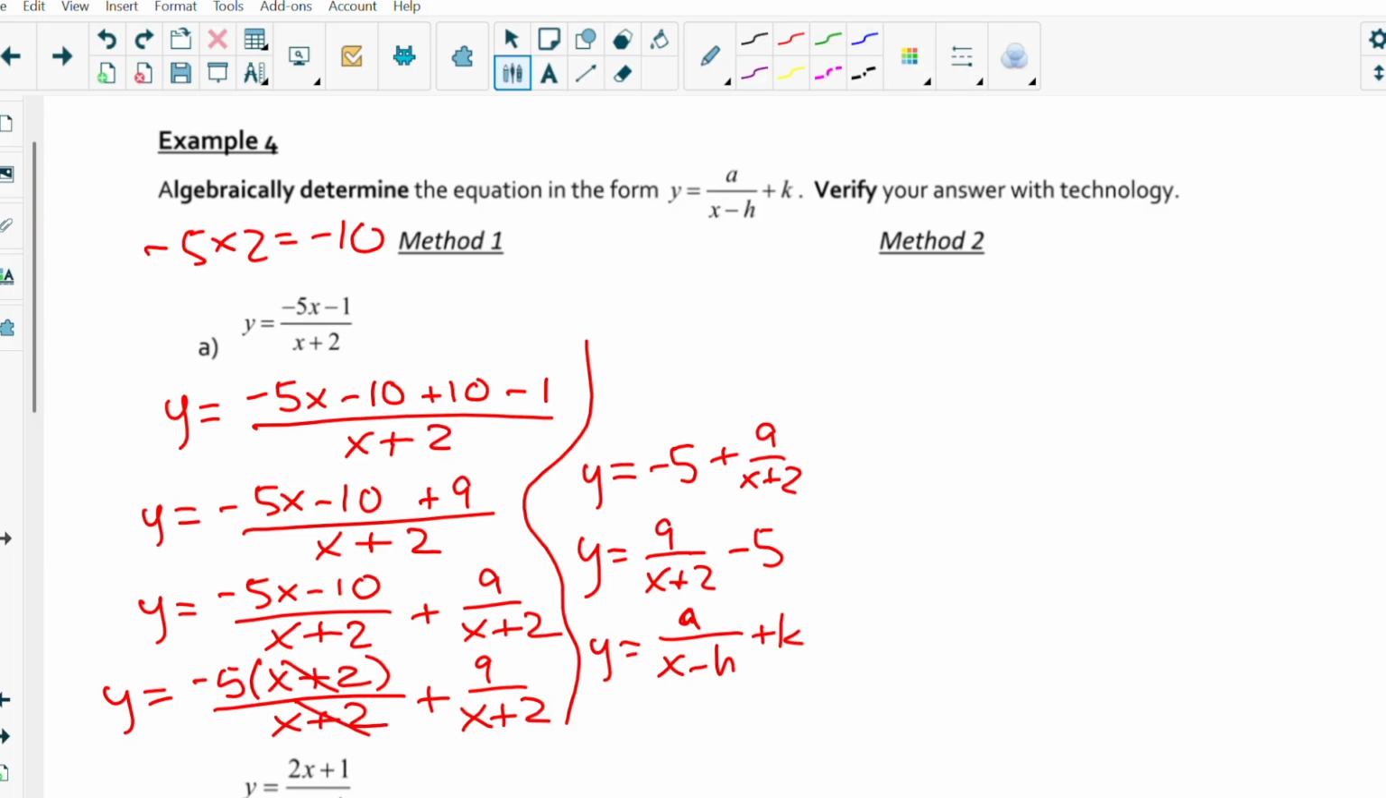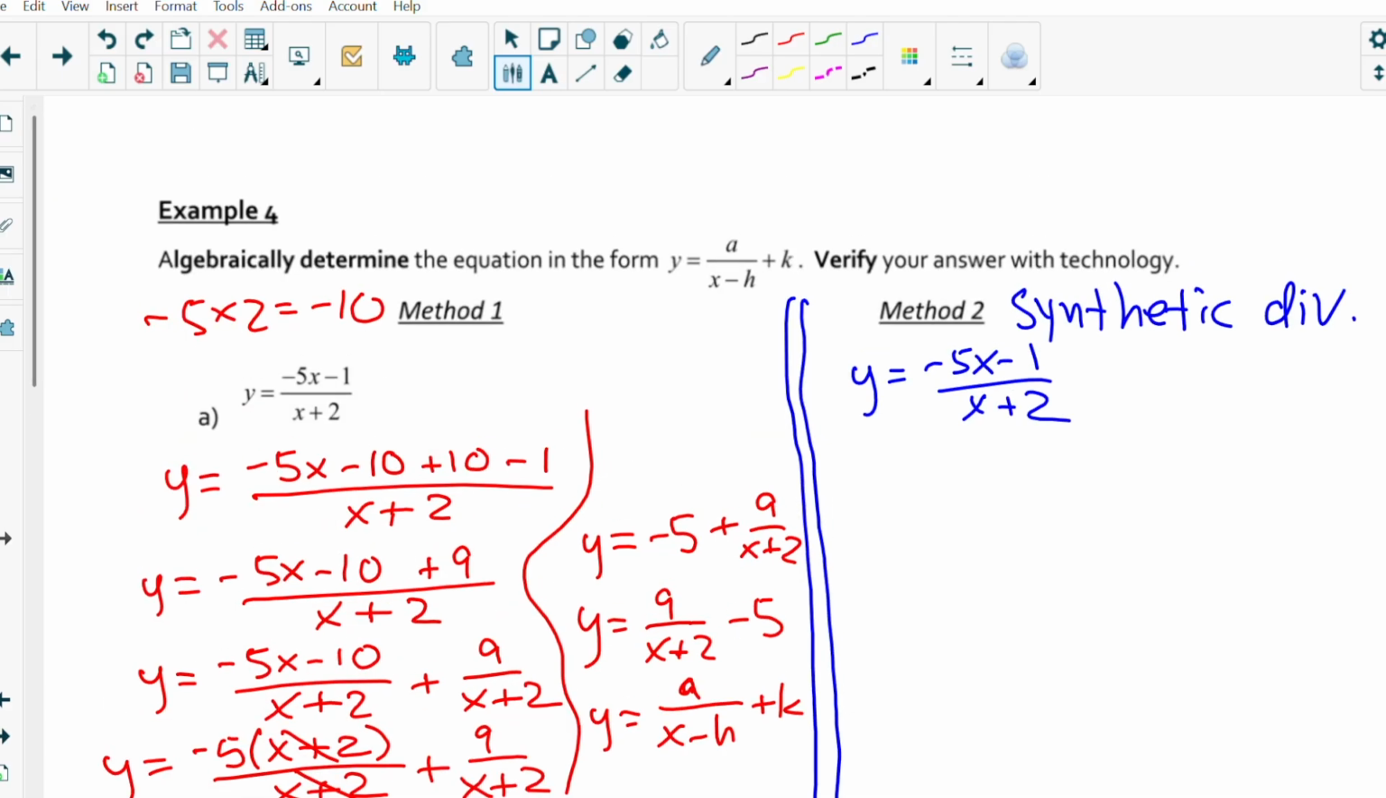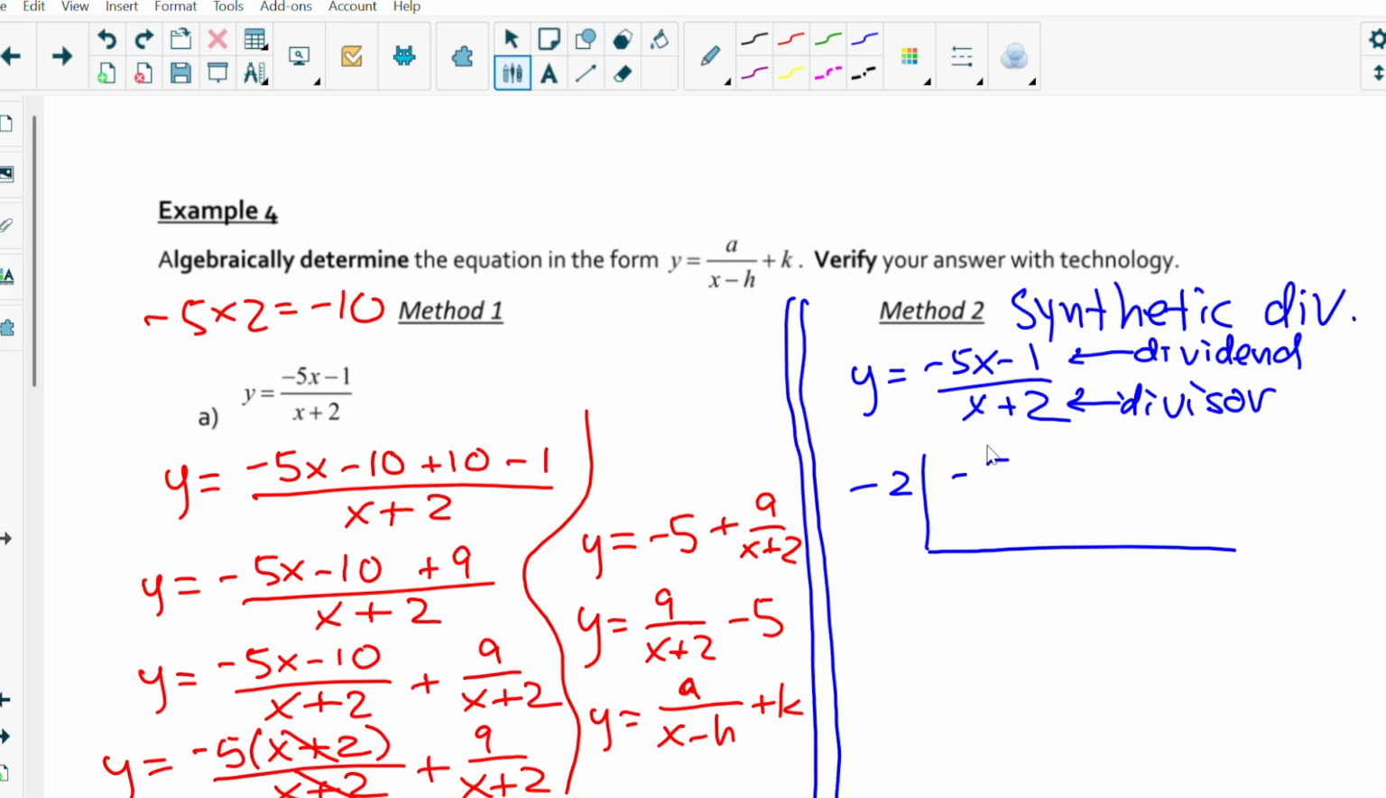Okay, let's try method 2. That's using synthetic division. Oh, you got to remember from the polynomials unit. So this is using synthetic division. Okay, so reminder here, y equals negative 5x minus 1 over x plus 2. Let's label the pieces here so we remember what we're dealing with. This is your dividend, and this is your divisor. So when we set up our synthetic division, that's negative 2. I put my negative 5 here, and I put my negative 1 here.